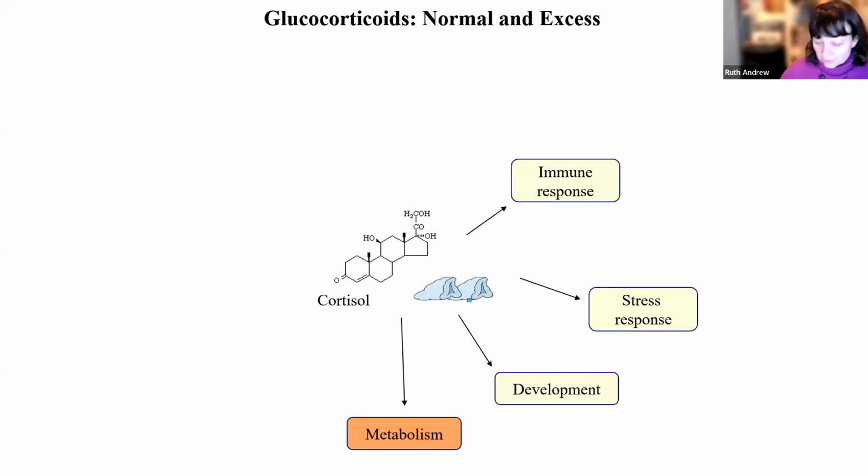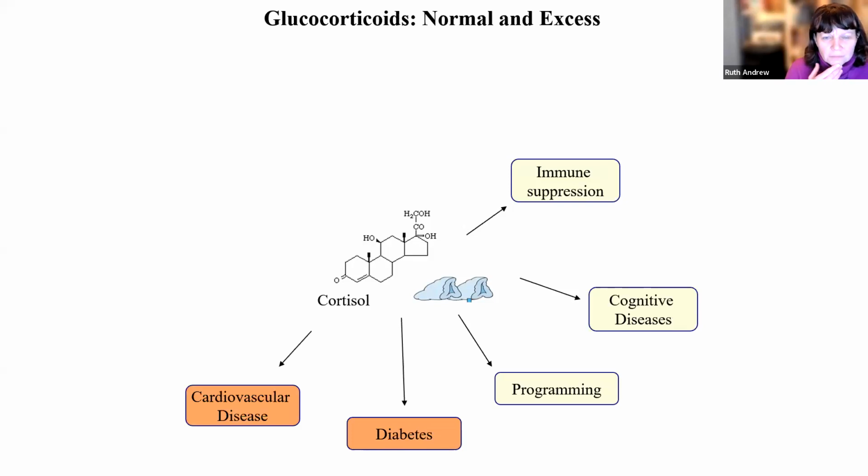So we need them for health, but they can go wrong whether they're in high or low levels. And we've particularly been interested in what happens when your glucocorticoid levels go up, what goes wrong. And in particular, what we find is people are prone to having cardiovascular disease and diabetes, as well as problems with immune suppression and cognitive diseases. During pregnancy, high glucocorticoids can cause problems with long-term programming of diseases at a later stage in life.